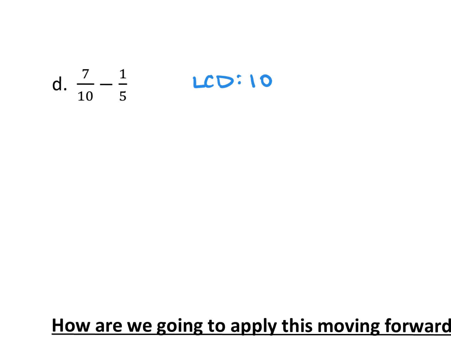It's very backwards. All right, first fraction, we already have a denominator of 10, and so we are going to keep this the same. The second fraction, to get from 5 to 10, we want to multiply by 2. And whatever we do to the bottom, we're going to do to the top. If we multiply this, we get 2 over 10.